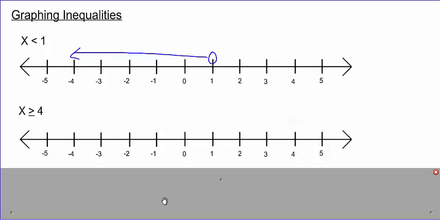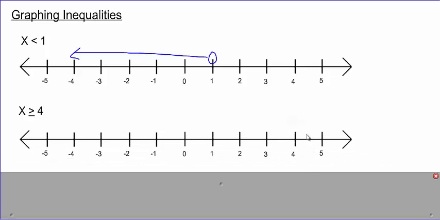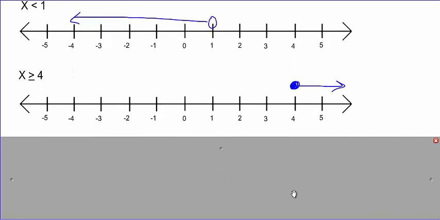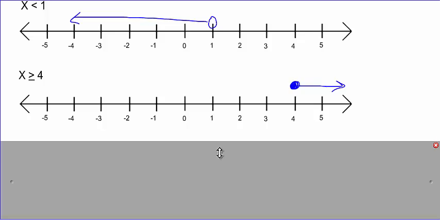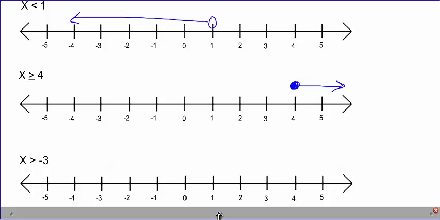Okay, next, x greater than or equal to 4. Think about what kind of circle you're going to use. It's going to go on the number 4. If we take a look at which direction the arrow goes, your graph would look like that. So you have your closed circle on the 4 and the arrow going towards the right where the numbers are bigger than 4. The closed circle indicates that 4 is also one of the solutions and is included. Okay, another example.